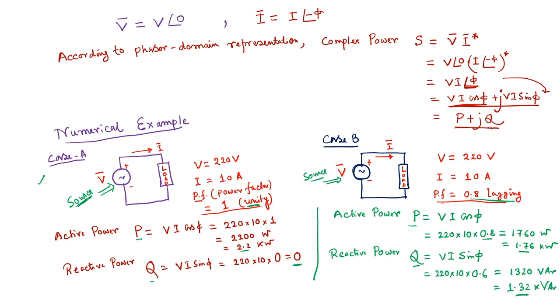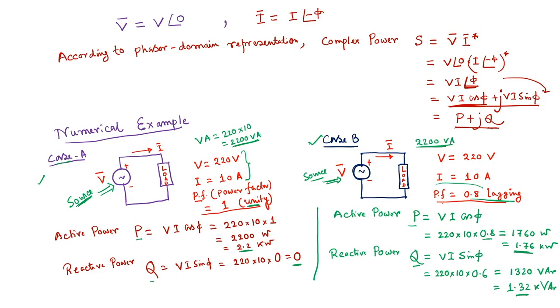Now, in this particular case, the source representing this electric utility is sending volt ampere of 220 multiplied by 10, that is 2200 volt ampere. That is the power it is sending from the source. Here also, the source is sending that 2200 volt ampere. However, in case A, the active power consumption is 2.2 kilowatt, and in case B, the active power consumption is 1.76, which is much lesser than 2.2. So, in both cases, the source is sending the same amount of volt ampere.